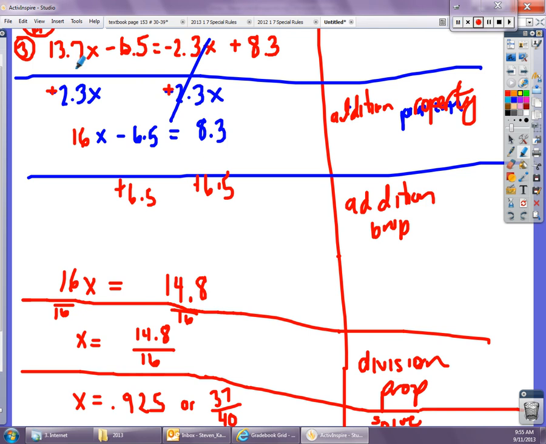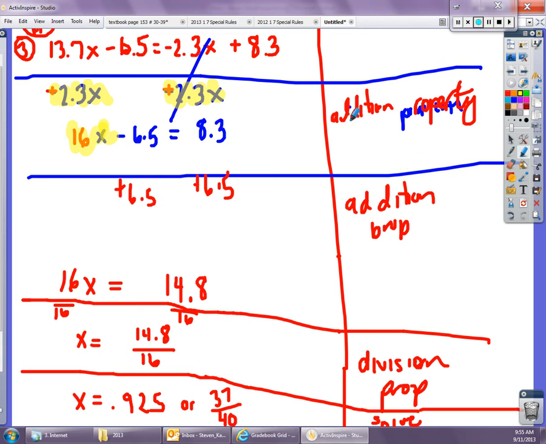Here's number 3, which is actually letter A, depending on what quiz you have. Original equation, I need to move all the x's on the same side. So there's a negative 2 and 3/10 x, so I'm going to add 2 and 3/10 x on both sides. What that's going to do is cancel it out here and move all the x's over to the same side. 13 and 7/10 plus 2 and 3/10 is 16.